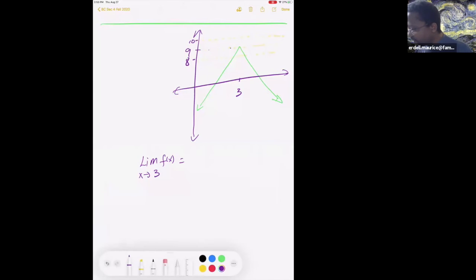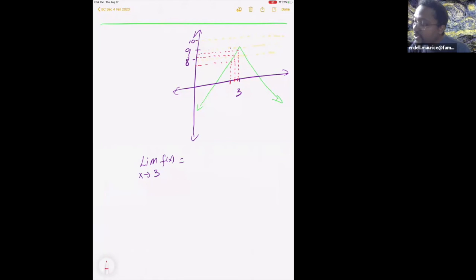So if I take a number close to 3, let's say right here, and I plug it into the function, I get an answer that's right here, correct? If I take a number closer to 3 and plug it in, I get an answer here. If I take one even closer to 3, I get an answer right here, correct? Every single time, what number am I getting closer to? Here, to here, to here. What number am I getting closer to?